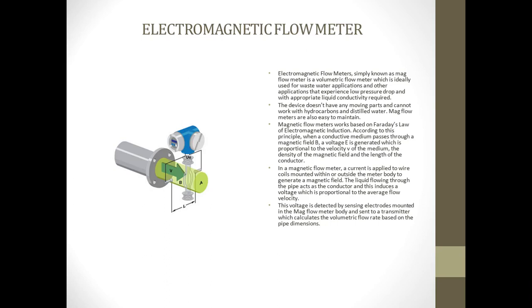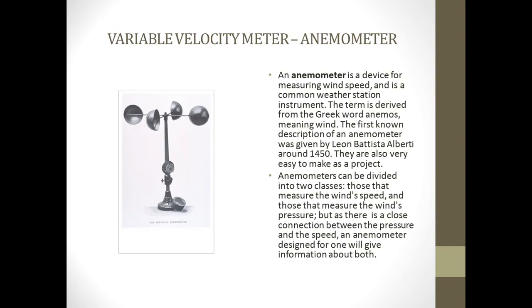Now, the next instrument in flow measurement is anemometer. Anemometer is a device which measures wind speed. It is a very common instrument found in weather stations. Anemometer can be divided into two classes, one which measures wind speed and another one which measures wind pressure.